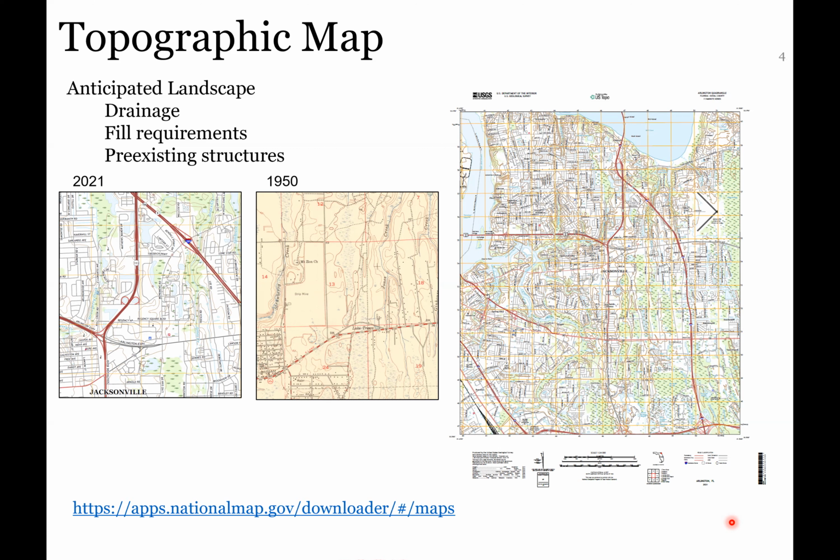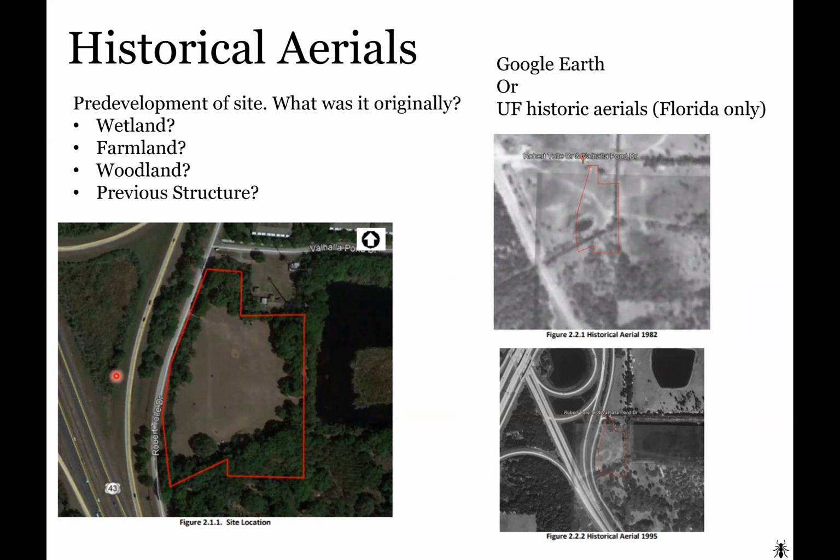But what we're looking for is what was the pre-development of the site? So what was it originally before man came and decided to build something there? Was it a wetland? Was it a farmland? Was it a woodland? What are some of the previous structures that may exist? Is there an old sinkhole at the site that may have gotten filled in, an old lake or an old wetland that may have gotten filled in? Or as we'll see in the Regency example, it was an old strip mine or an old exposed sand dune that is now a roadway or neighborhood.